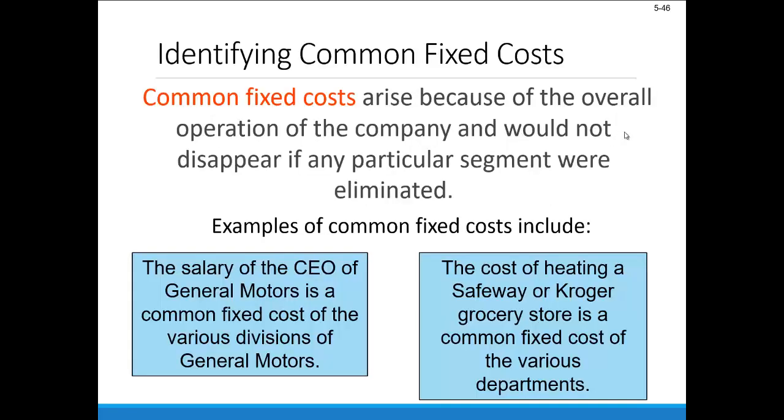Common fixed costs, on the other hand, come about because of the overall operation of the company and wouldn't disappear if any particular segment were eliminated. So a couple quick examples here. The salary of the CEO at General Motors is a common fixed cost of all the different divisions of GM. Similarly, the cost of heating a particular store like a Kroger, a Safeway, a Publix, whatever, is a common fixed cost of the various departments within the store, like produce and all the other different types of things that those stores are selling.